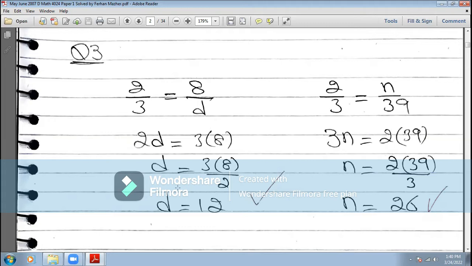In the same way, 2 by 3 is equivalent to n by 39. So cross multiply here. You will have 3n is equal to 2 into 39. So n is equal to 2 into 39 divided by 3. 3 and 39 can be cancelled. 3 ones are 3, 13 times is 39. So 2 multiplied by 13 will be 26. So the n value will be 26 and the d value is 12. I have already checked these answers with the marking scheme.